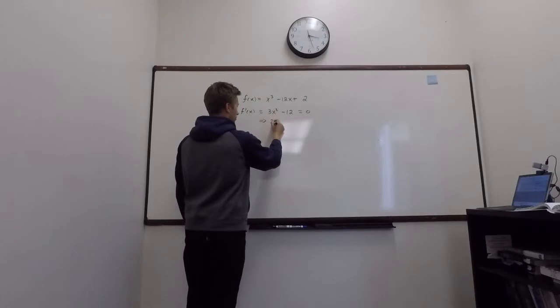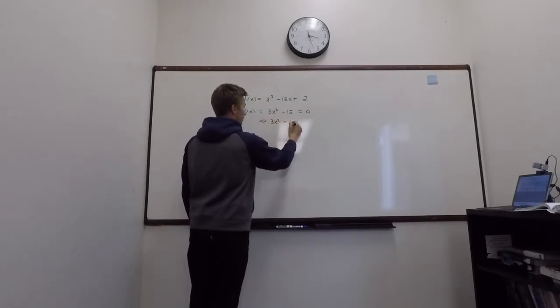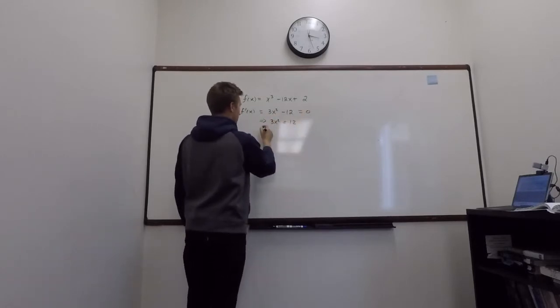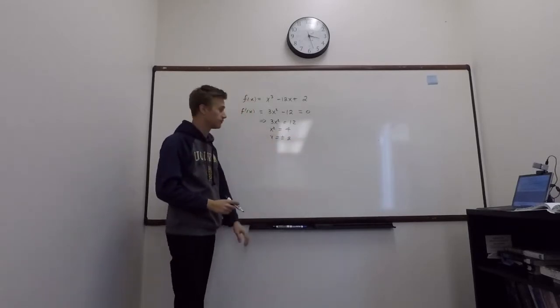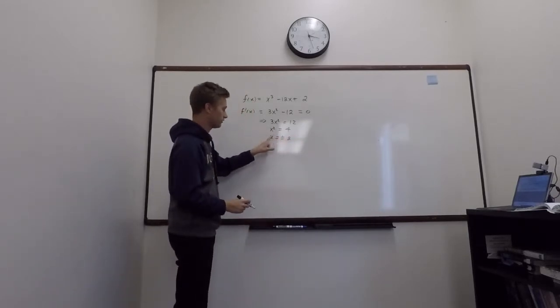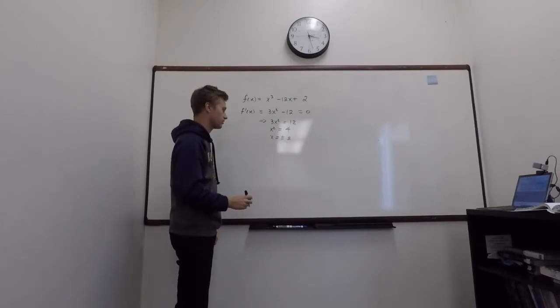I have 3x squared is equal to 12. I move the 12 to the other side. Divide by 3, so I have x squared is equal to 4, and x is equal to plus or minus 2. Square root both sides. Okay, very well. So now your critical values are plus or minus 2.